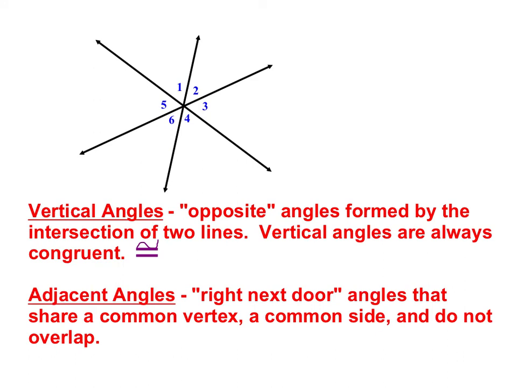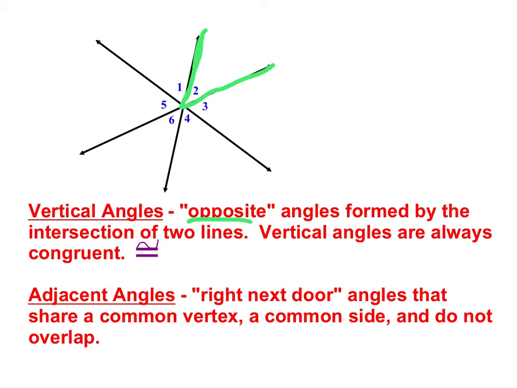All right, now we need to be able to talk about a couple of special relationships with angles. So a couple different relationships that we're going to talk about are vertical and adjacent. Vertical angles are angles that are opposite each other, and they're formed by the intersection of 2 lines, and vertical angles are always congruent. They're going to share the same vertex. Okay, so if I look at angle 2, let me highlight angle 2 here. Angle 2 has the same vertex as all of those other angles, right? They all share a common vertex.